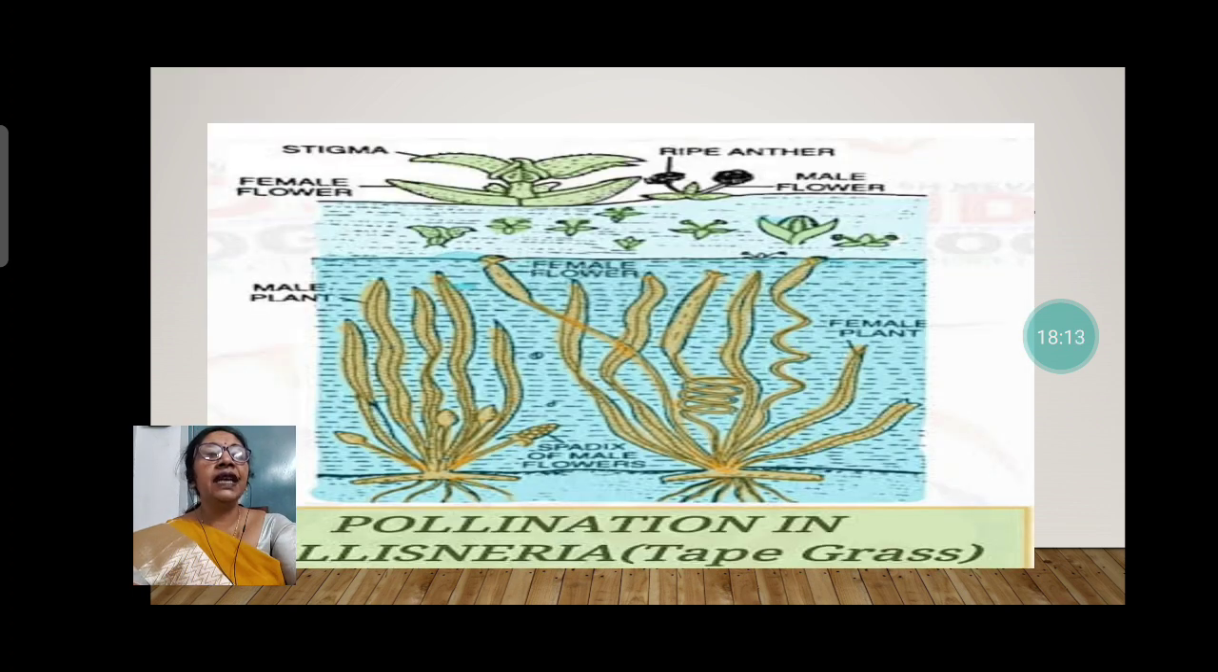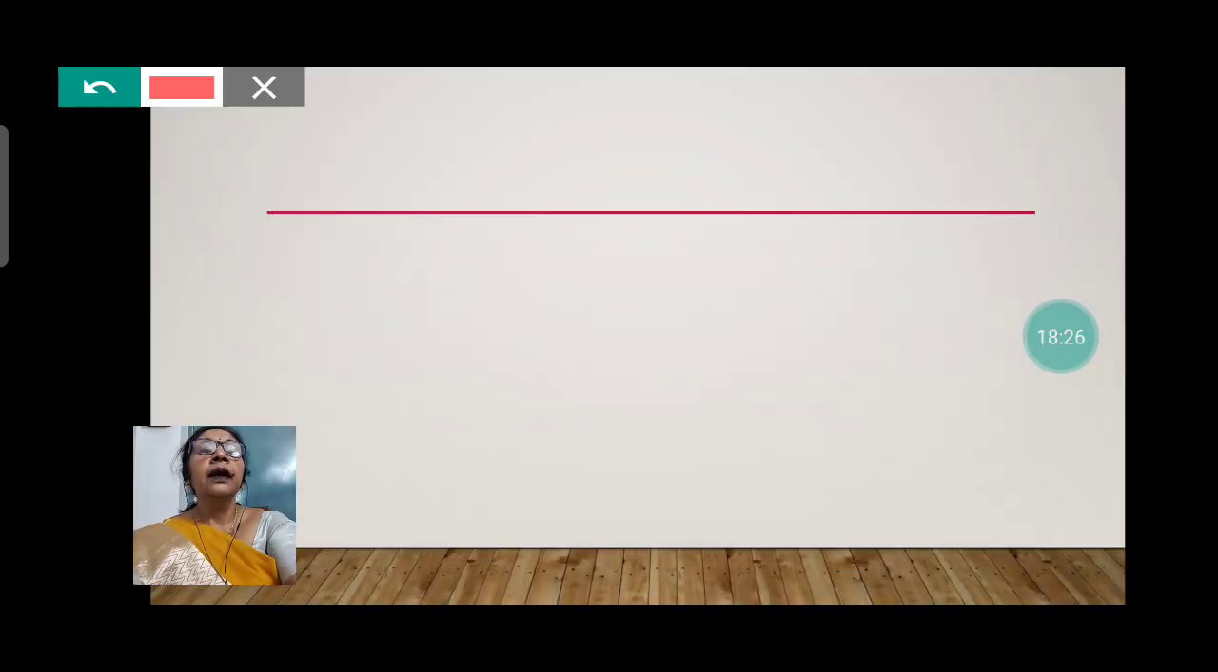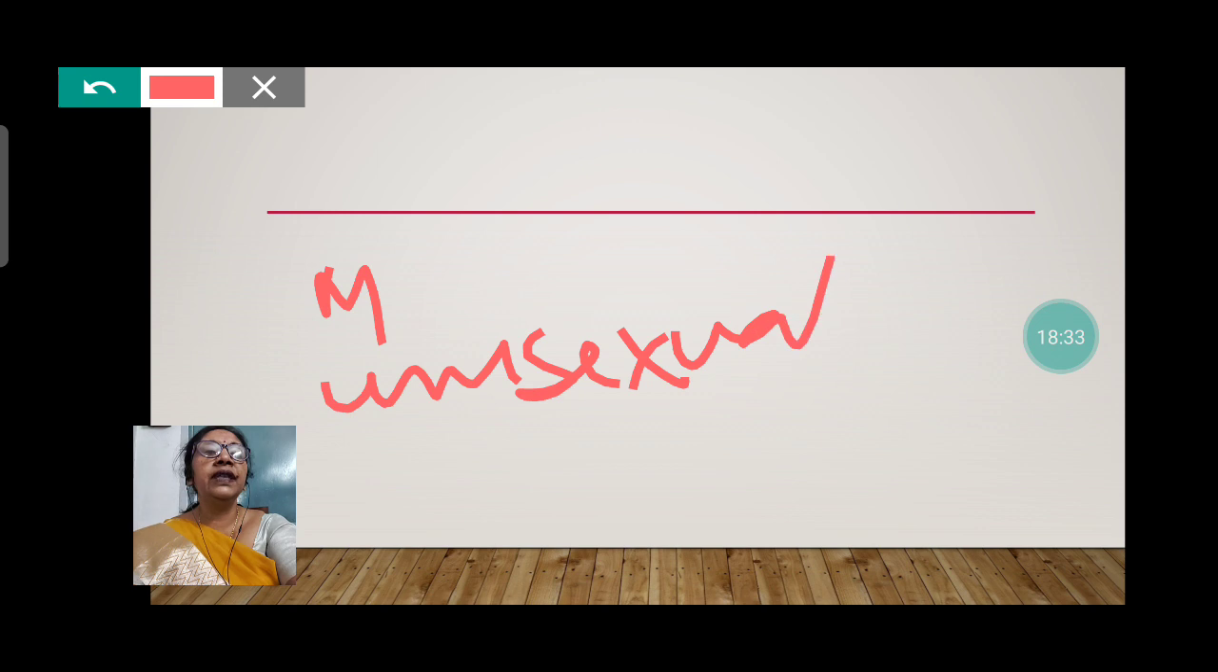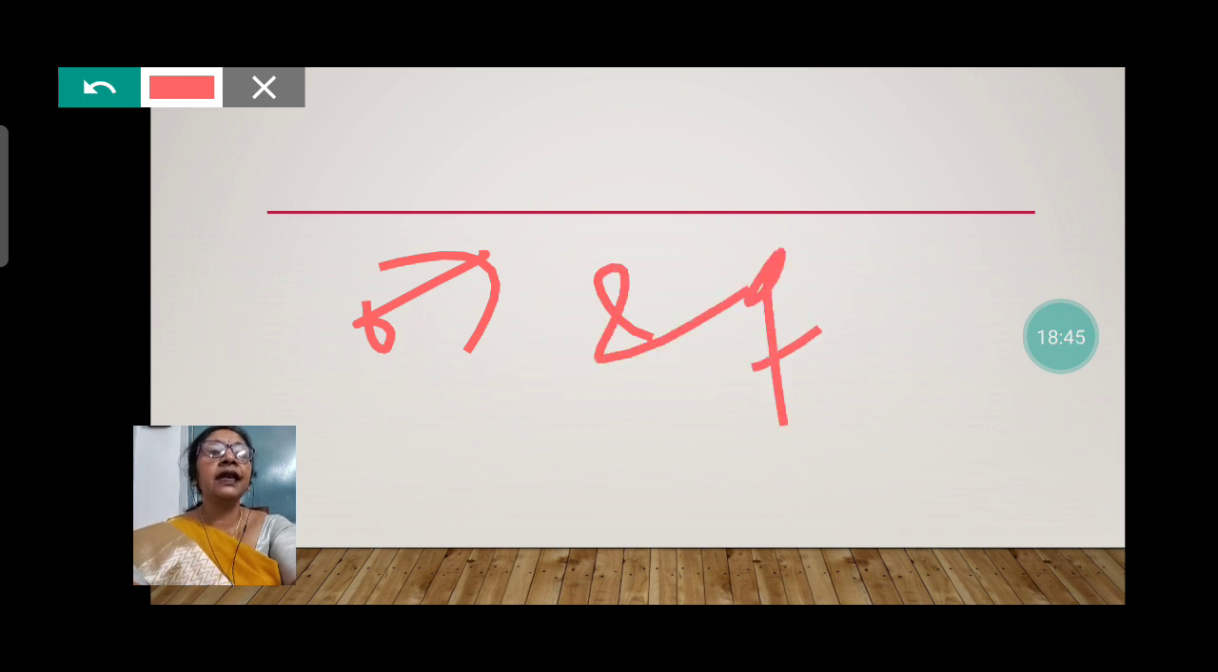Okay. Now in detail we are going to discuss the pollination in the case of Vallisneria, called tape grass. The very first point about Vallisneria is that it is a unisexual, monosexual plant. Dioecious, or unisexual. It means that male and female plants are separate.